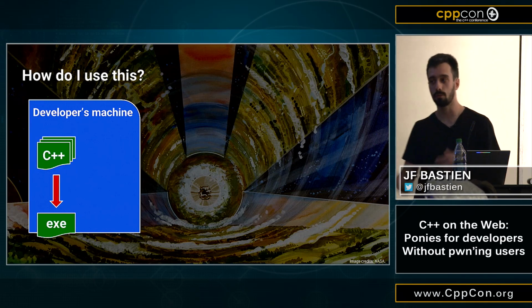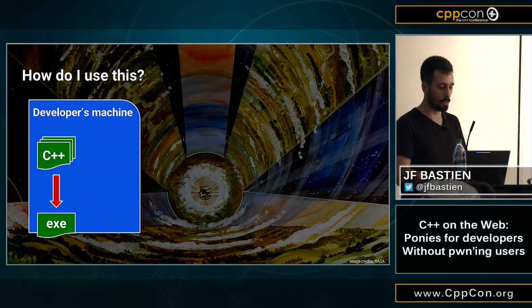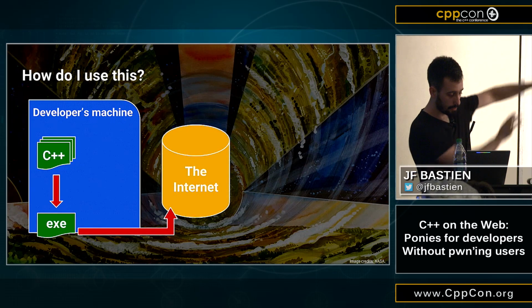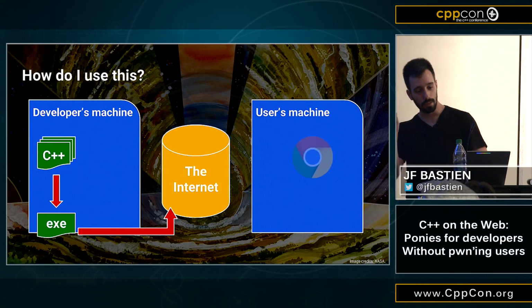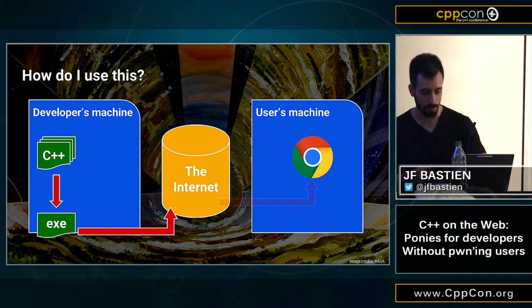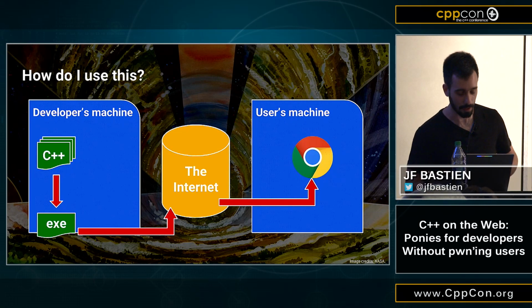So in Portable Native Client, you create a PEXE file. In Emscripten, you create a .js file. And what you then do is you upload that to the internet. And then on the user's machine, the user downloads that and executes it inside their browser. Of course, they use Chrome, but that's my example, so I get to put Chrome there.